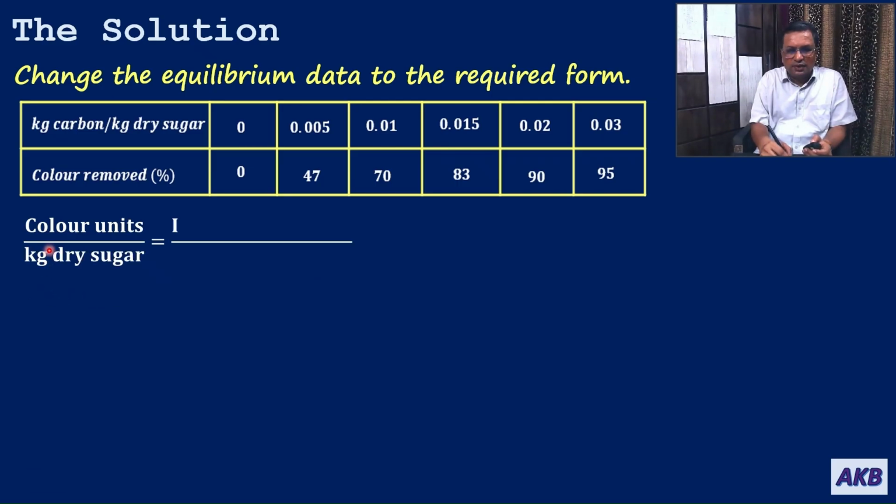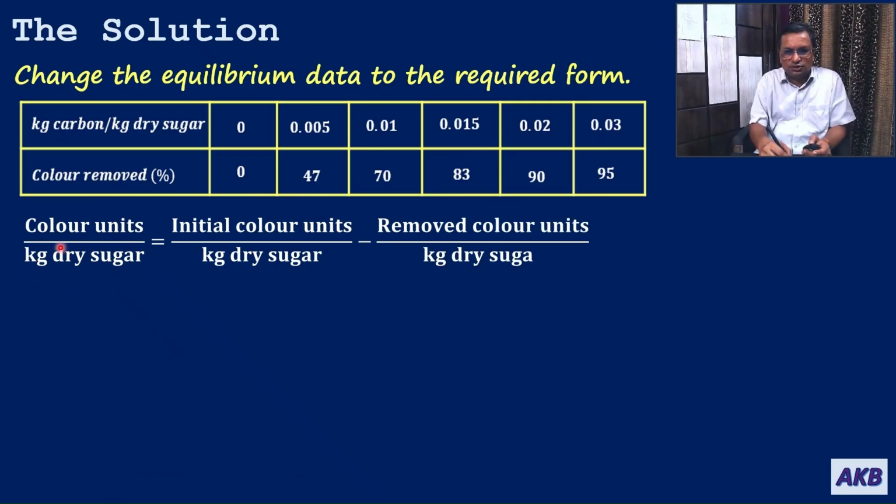Now, in order to get this quantity, color units per kg dry sugar in the solution, this means that we are talking about color units remaining in the solution per kg dry sugar. So how are you going to get this quantity? It will be obtained by subtracting removed color units from the initial color units. So that's why the equation is: color units per kg dry sugar in the solution will be equal to initial color units per kg dry sugar in the solution minus removed color units per kg dry sugar in the solution.